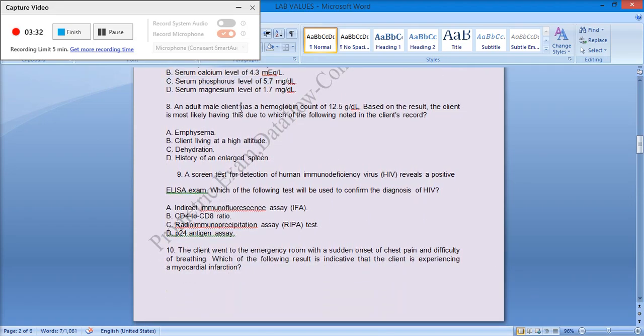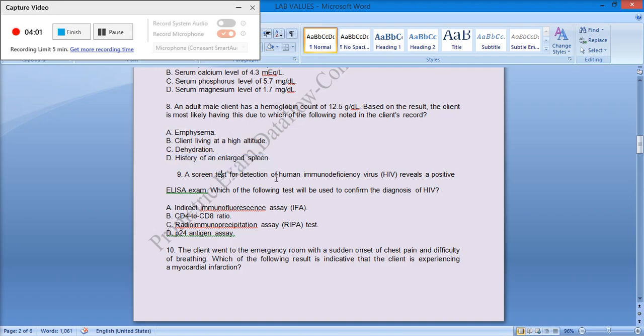An adult male client has a hemoglobin count of 12.5 gram per dL. Based on the result, the client is most likely having this due to which of the following noted in the client's record? A. Emphysema. B. Client living at a high altitude. C. Dehydration. D. History of an enlarged spleen. The correct answer is D. History of an enlarged spleen.